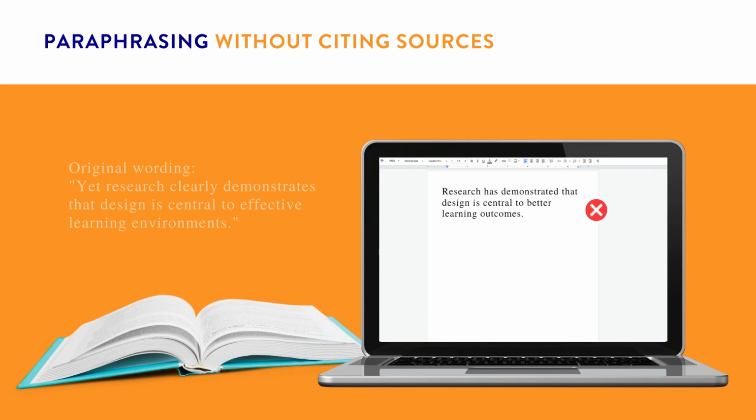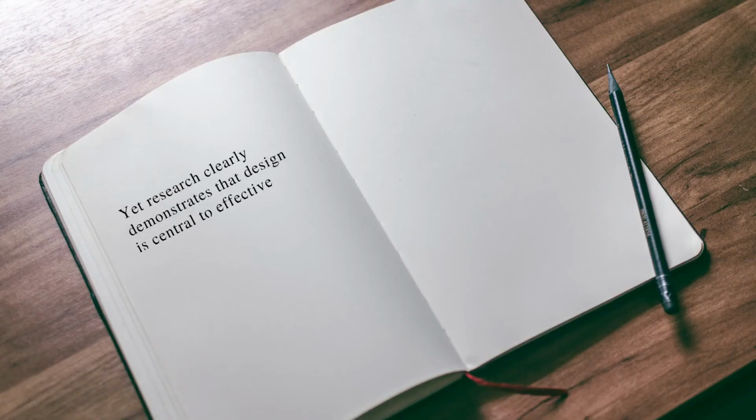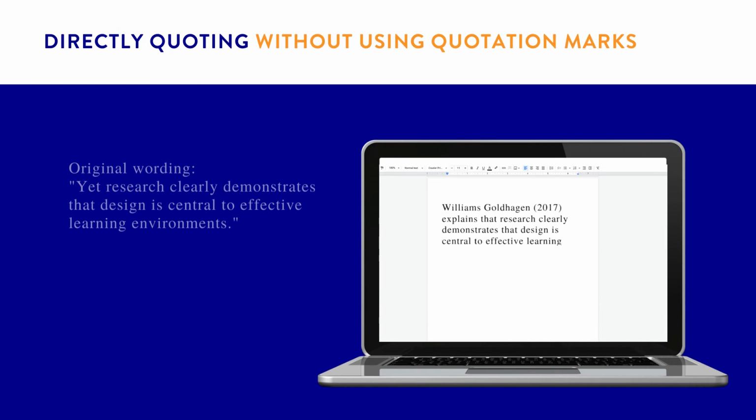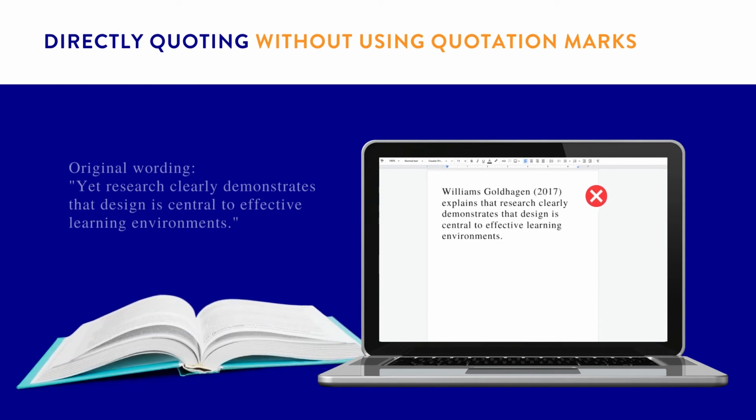This is plagiarism. Let's look at another example. The original wording that this student used for his assignment was the same as before. Yet, research clearly demonstrates that the design is central to effective learning environments. Then the student wrote the following in his assignment. Williams Goldhagen explains that research clearly demonstrates that design is central to effective learning environments.